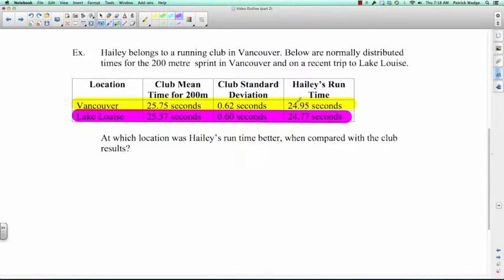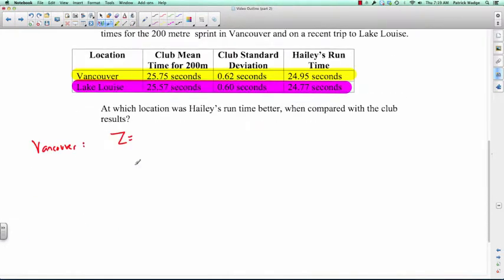And what we want to know is, where did Haley run better compared to the club results? Obviously she ran better the second one. Look, her time's faster. But we want to know relative to these times, which one is a better time. So the way we're going to do this is we're going to switch these scores into Z-scores, which we can then compare to each other. So this isn't too bad. For Vancouver, we're going to find a Z-score. And remember, the Z-score is equal to x minus mu divided by sigma.